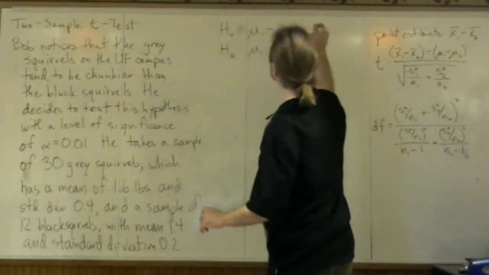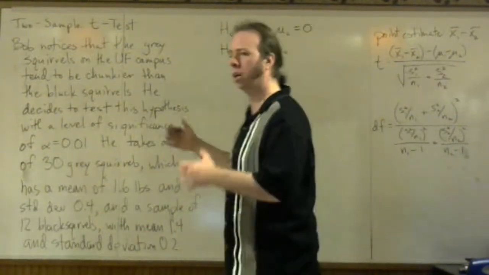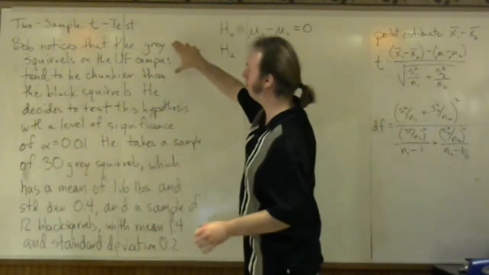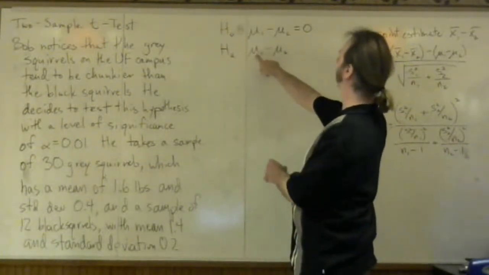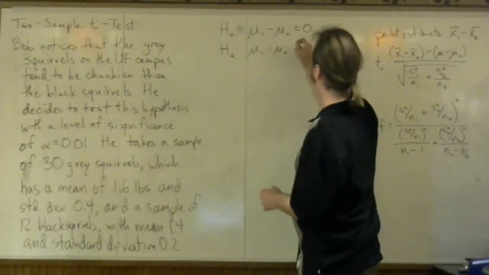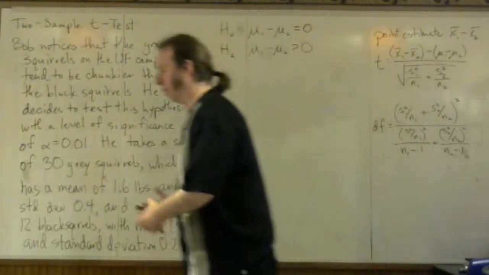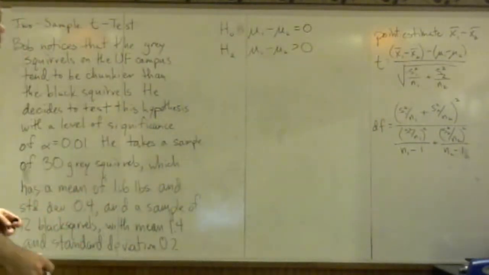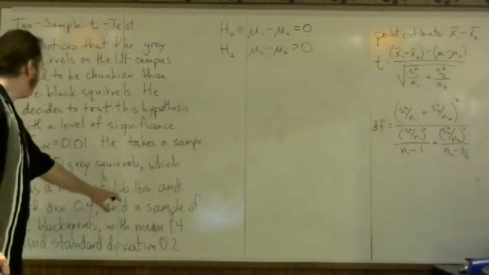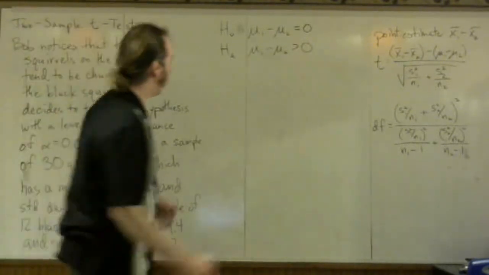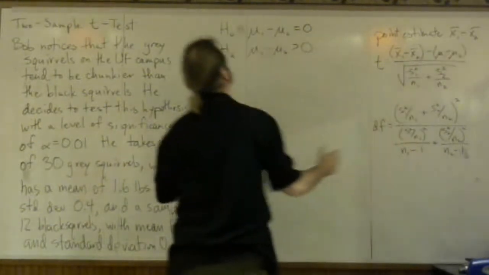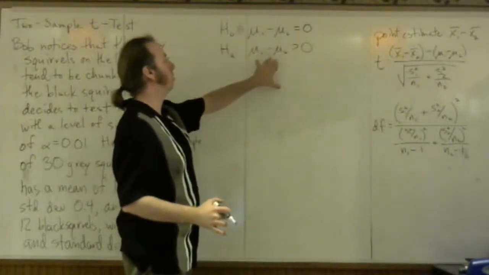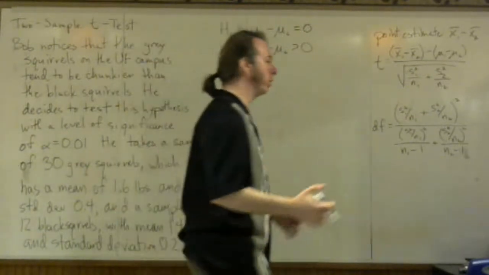The null hypothesis here is that they weigh the same. Then the alternative hypothesis, Bob thinks that the gray squirrels are heavier, so he thinks that mu1 should be more, and that difference then should be something positive. So that's my null and alternative hypothesis. Next, I want to dig all of my information out of the problem. My point estimate is this x1 bar minus x2 bar that reflects these two. That's my estimate of that mu1 minus mu2.